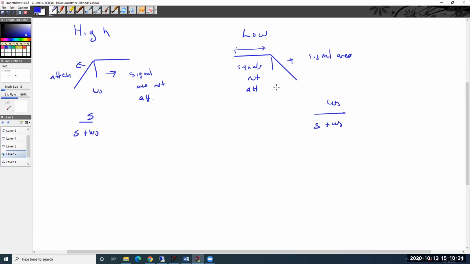How can you think about this in an intuitive way? Because the math is important for analysis, but in design, you're kind of keeping it all in your head, okay? So now, what does this look like in the time domain? Now, we can take the inverse Laplace and come up with the impulse responses, but let's think about the step response for a second.